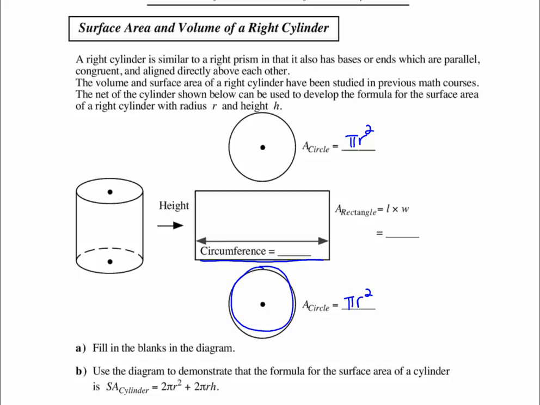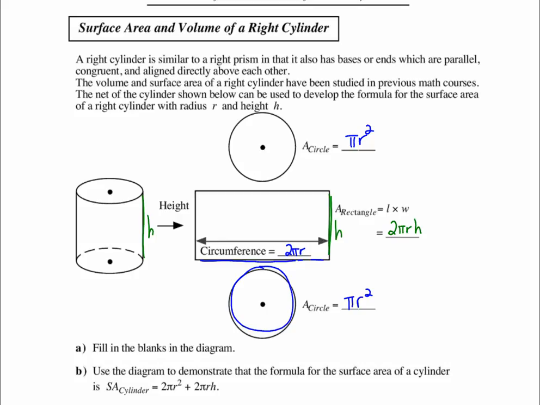What is the formula for circumference of a circle? 2 pi r, yeah, we'll use 2 pi r. It's also pi d, but we'll use 2 pi r. So this dimension here, circumference, is 2 pi r. And then the width is also known of a cylinder as the height of the cylinder, right? It would be the same as the height. And so the rectangular area is 2 pi r times h.